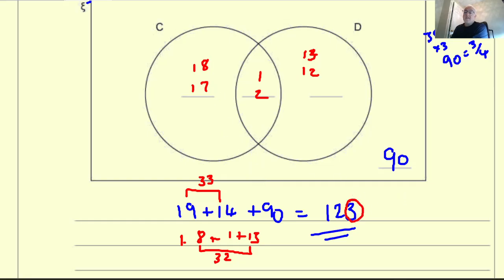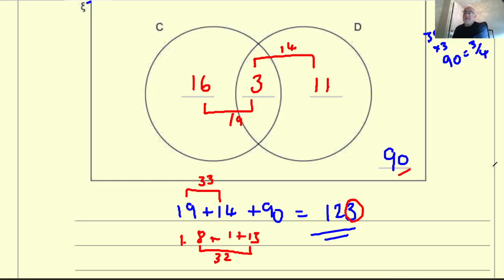So my answer is actually going to be 16 people here, 3 people here, and 11 people here. Now if I add that together, 16, 19, 29, 30. So there are now 30 people in there. 19 have bought a coat, 14 have bought a dress, and 90 is outside.